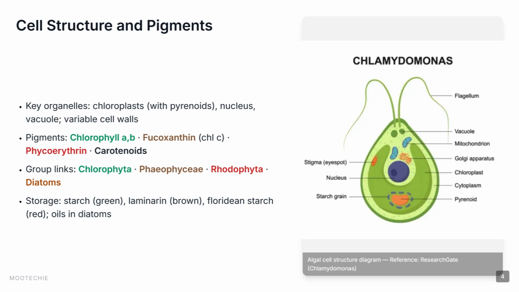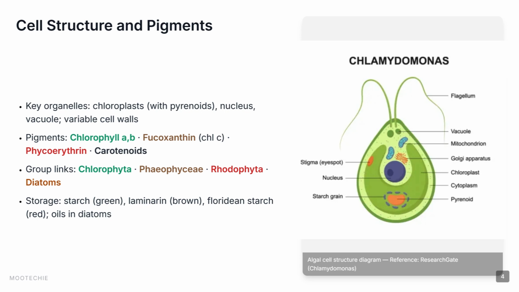We can see labeled parts like the stigma or eye spot, which senses light, the nucleus, starch grains for storage, flagella for movement, a vacuole, mitochondria, the Golgi apparatus, a large chloroplast, the cytoplasm, and the pyrenoid within the chloroplast, which is involved in carbon fixation. This diagram gives us a detailed look at how these organelles are arranged within a single motile algal cell.